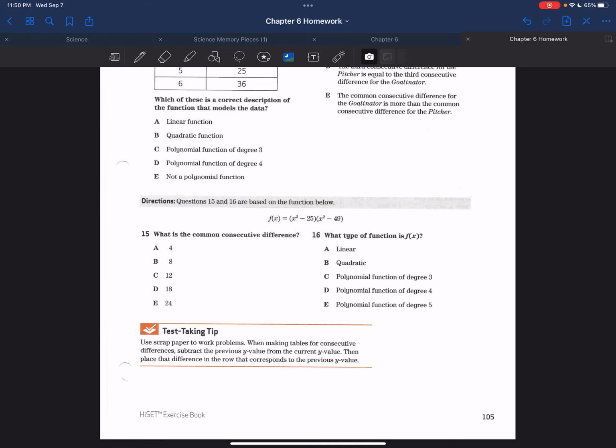I'm on the bottom of page 105, looking at numbers 15 and 16. And those are based on the function below. Oh boy. All right, let me write this function. I did decide to do this on my notebook paper. You will see why. We have x squared minus 25 and then x squared minus 49.